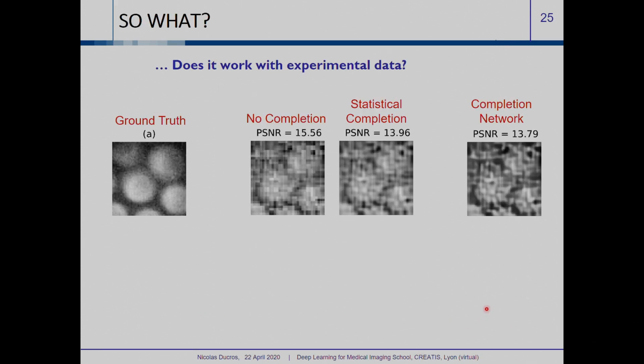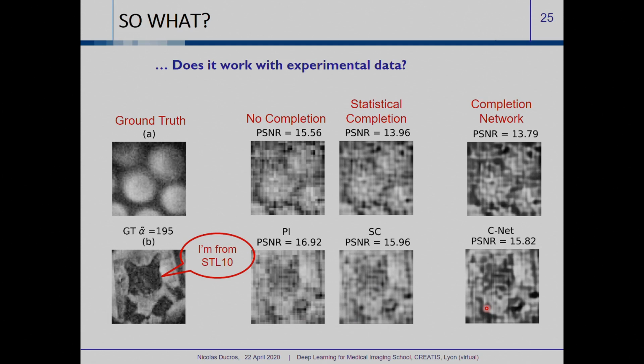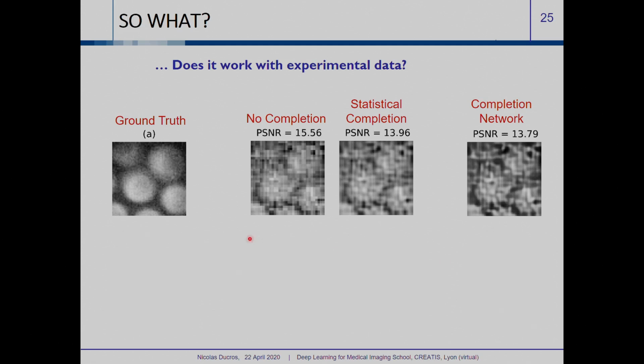The next question is, does it work with experimental data? Okay, so let's have a look at it. Here we have the ground truth image. This is an image acquired with all the different light patterns for long acquisition times, meaning for low noise. This is the reconstruction we obtain. No completion here, so pseudo-inverse solution, statistical completion, and the completion network.